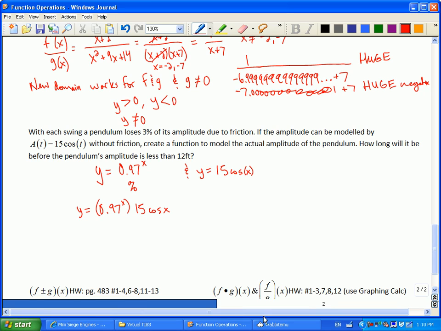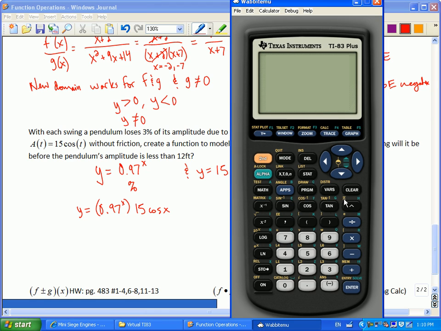And of course, we can answer that question about when will the amplitude be less than 12 feet by looking for where that happens on the graph. So 0.97 to the x times 15 times cosine of x. Make sure you're in radian mode.